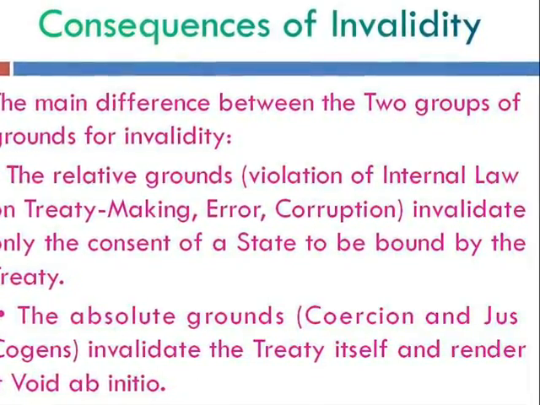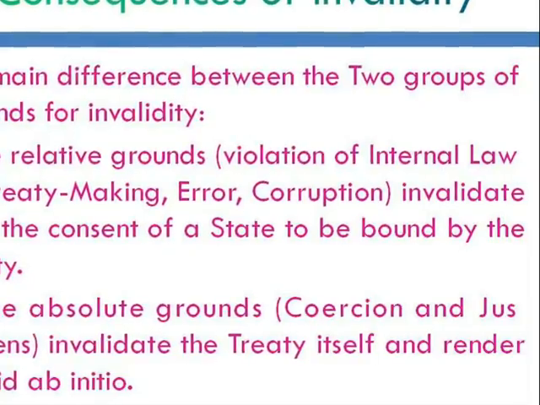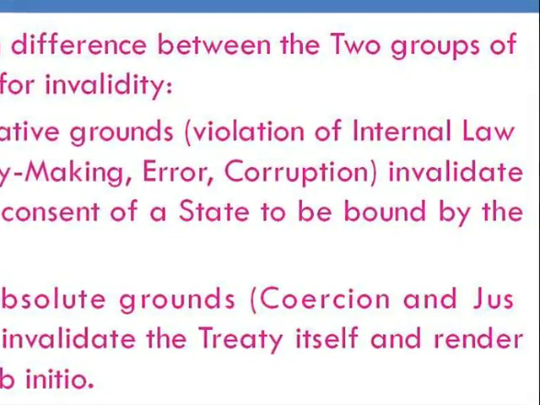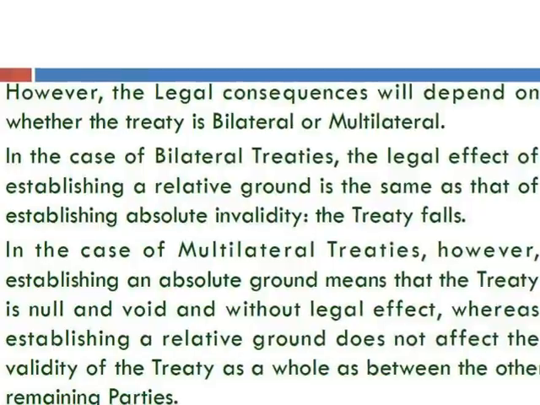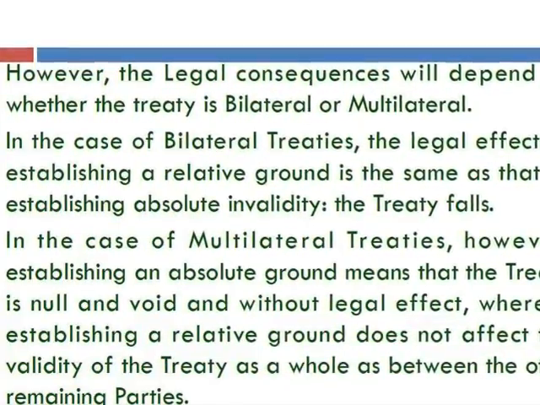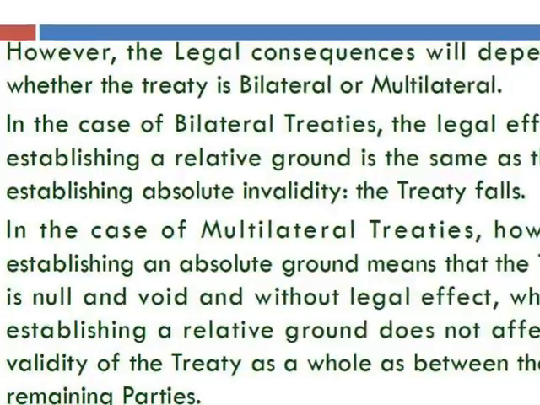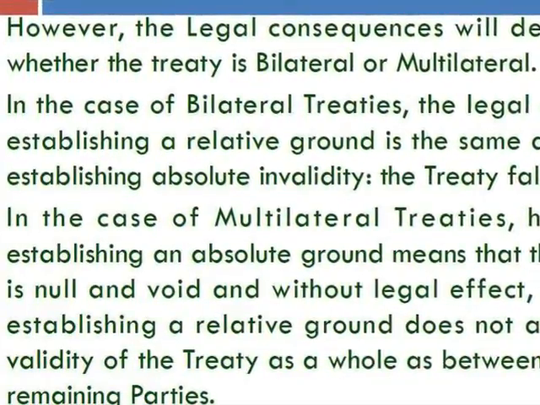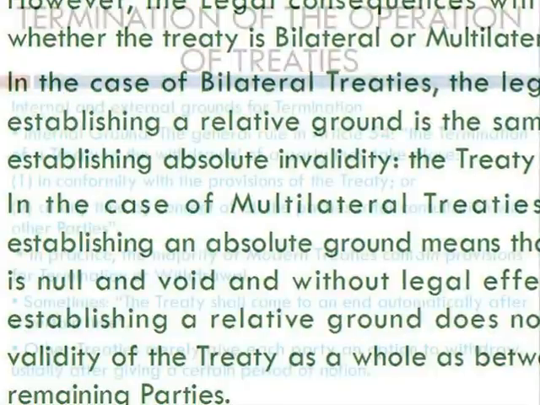Consequences of invalidity. The main difference between the two groups of invalidity: relative grounds, such as violation of internal law on treaty-making, error, and corruption, invalidate only the consent of the state to be bound by the treaty. Absolute grounds, coercion and jus cogens, invalidate the treaty itself and render it void ab initio. However, legal consequences depend on whether the treaty is bilateral or multilateral. In the case of a bilateral treaty, the legal effect of establishing a relative ground is the same as that of establishing absolute invalidity, as the treaty falls. In the case of multilateral treaties, however, establishing an absolute ground means that the treaty is null and void without legal effect, whereas establishing a relative ground does not affect the validity of the treaty as a whole as between the other remaining parties.